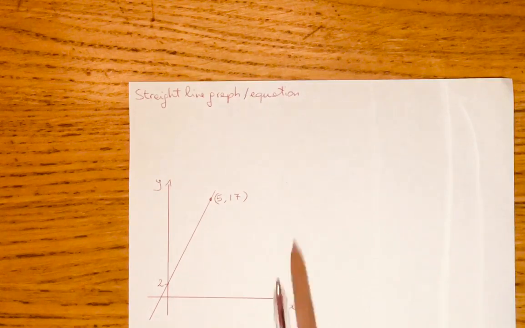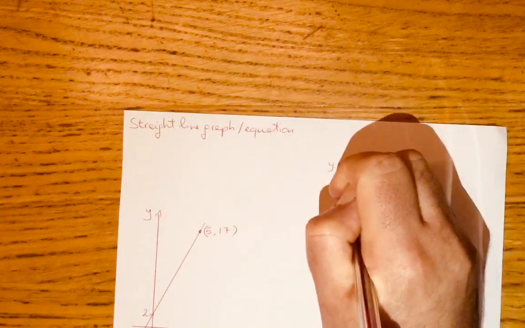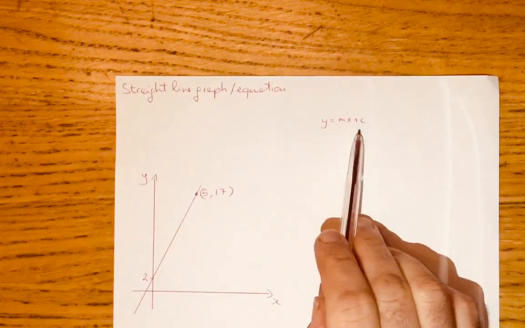Let's move on from the gradient. We are going to look at how to find the equation of a straight line. The equation of a straight line, as we said before, is y = mx + c, where m is the gradient and c is the y-intercept.